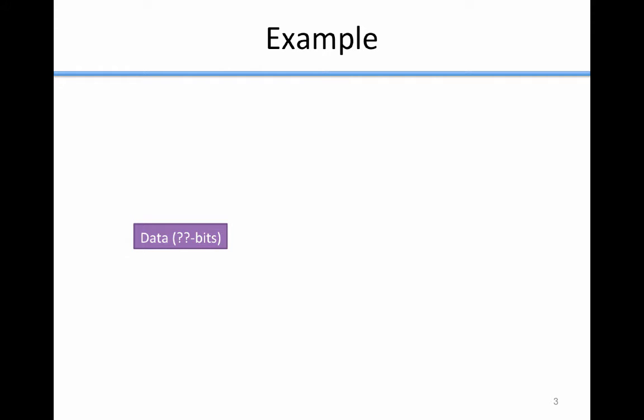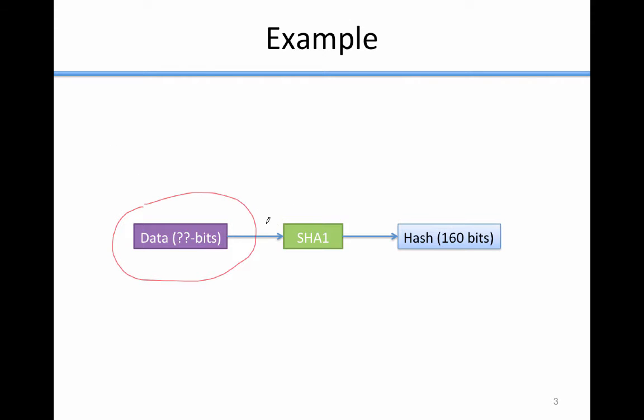Okay, so we have our data, and it's an unknown number of bits. It could be any amount. It could be very small, or it could be very large. We put that into a hash function. In this case, I just picked SHA-1. It's a real-world hash function. And SHA-1 spits out a hash that's 160 bits long. Different hash functions have different output sizes, but this is just a simple example. So we have an arbitrary amount of data that goes into the hash function, and we produce a fixed length hash of 160 bits.